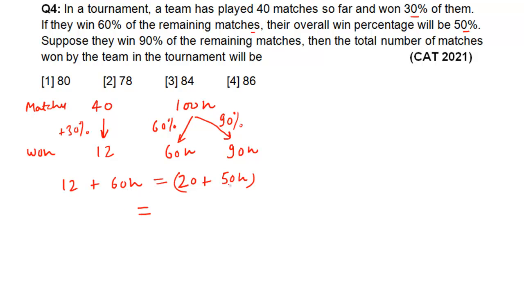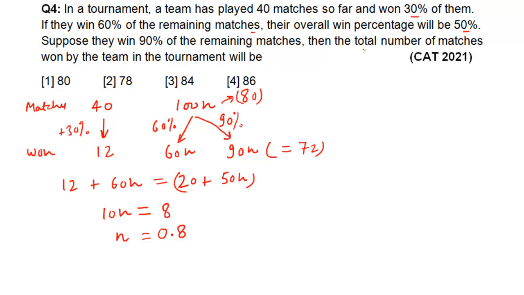So 60n minus 50n, that is 10n, which is equal to 20 minus 12, that is 8. So basically n is equal to 0.8. So we know that there are 80 matches that have to be played. Okay, and now we have to find out, suppose they win 90% of the remaining matches. So 90n is basically 72. That means they win 72 more matches.